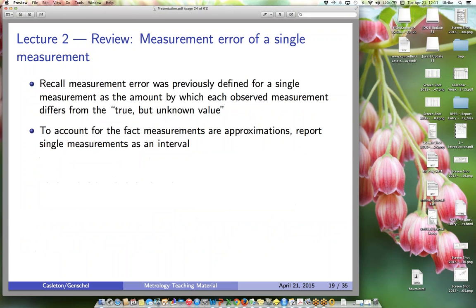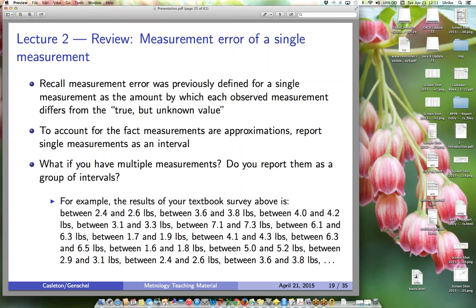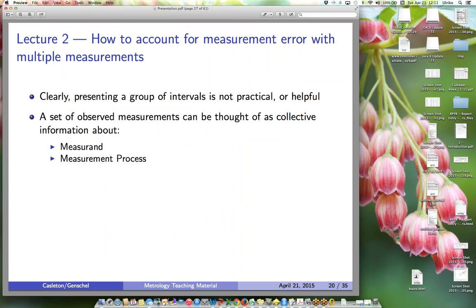So the lecture notes continue with briefly reminding students of how measurement error was defined when we had a single measurement and how we reported and acknowledged measurement error. We did this by providing an interval, but it's pretty obvious that when we have multiple measurements, that's no longer very feasible. So for a set of measurements, it would be pretty awkward to have a list of intervals. But the good thing is, it's also no longer necessary.